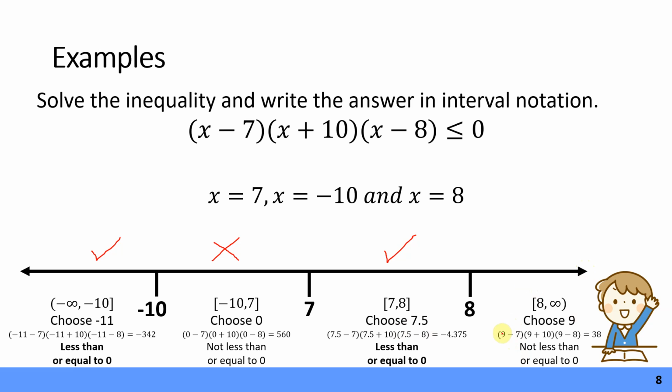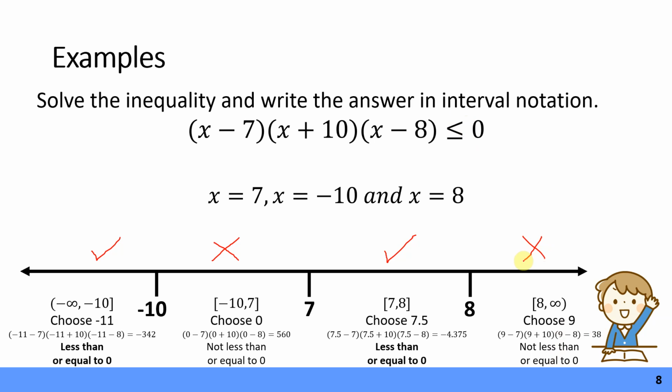Just like we've been doing, I'm going to replace the 9 into the original equation. So 9 minus 7, 9 plus 10, 9 minus 8. Put it that way in the calculator, and I got 38. Again, I don't care what the number is, just the fact that it's not less than or equal to 0. So this is not going to be my answer.